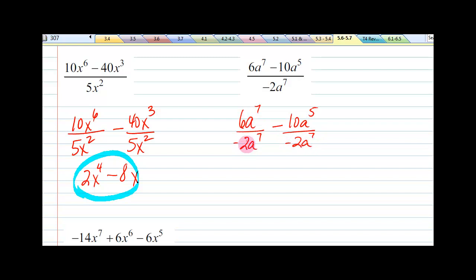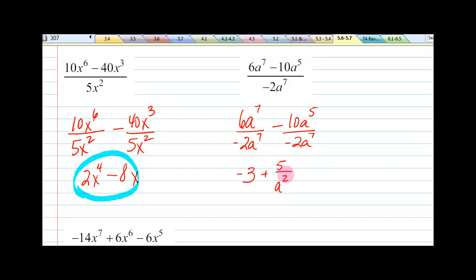Let's come back and look at this fraction right here and let's reduce this. So 6 divided by negative 2 is negative 3. A to the 7th over a to the 7th is 0. It just cancels itself out, so I can leave it off. And now I'm going to say negative 10 divided by negative 2 gives me a positive 5. And a to the 5th over a to the 7th leaves me with a squared.